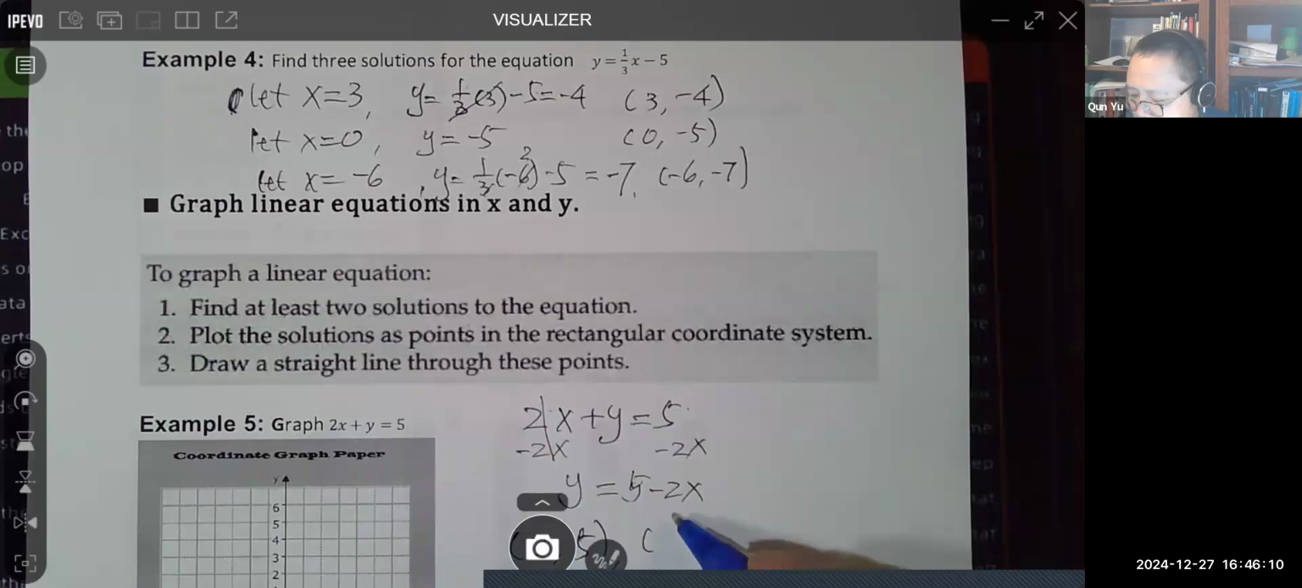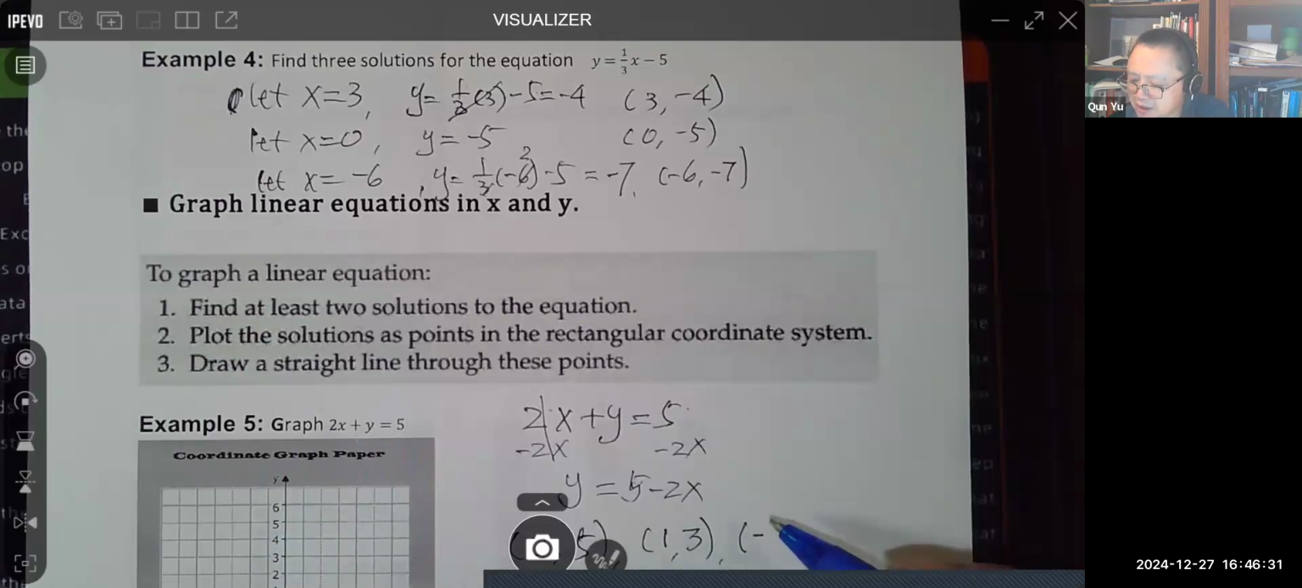Then I let x equal to 1. 2 times 1, 5 minus 2, 3. Now I let x equal to negative 2. Negative 2 is not a good idea because I don't have enough labelings to indicate the number. So let's do positive again. I let x equal 4. Yeah, 5 minus 8 is negative 3.